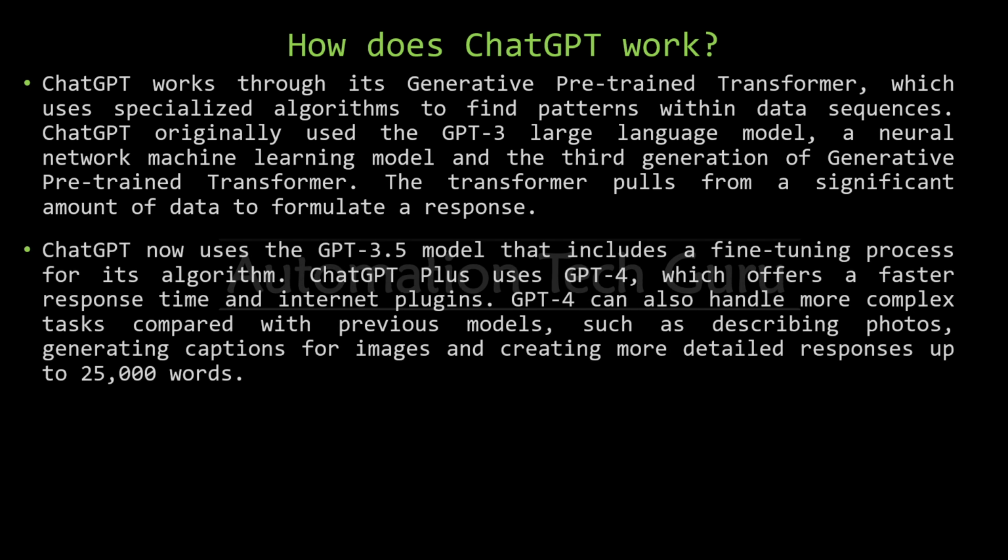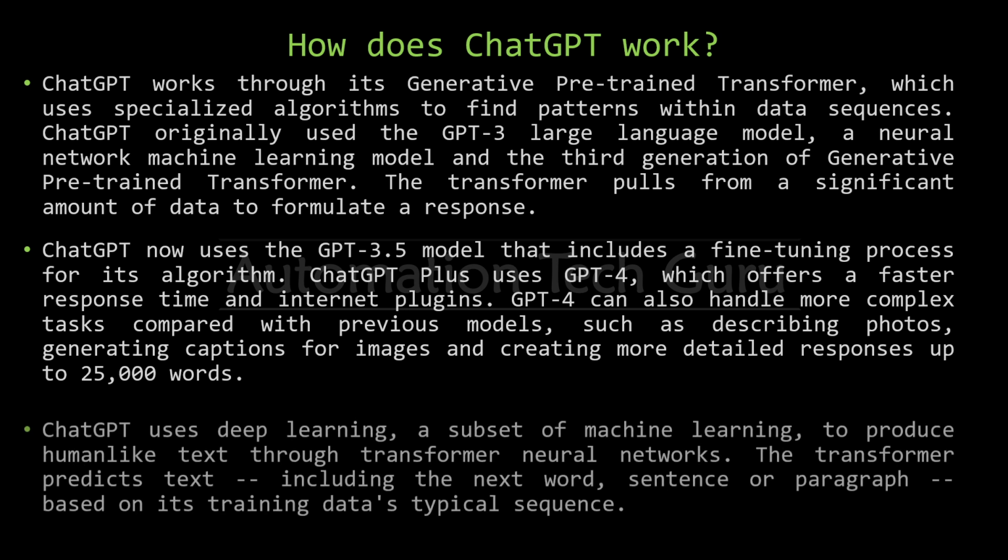ChatGPT now uses the ChatGPT 3.5 model that includes a fine-tuning process of its algorithm. ChatGPT Plus uses GPT-4, which offers a faster response time and internet plugins. GPT-4 can also handle more complex tasks compared with previous models, such as describing photos, generating captions for images, and creating more detailed responses up to 25,000 words.